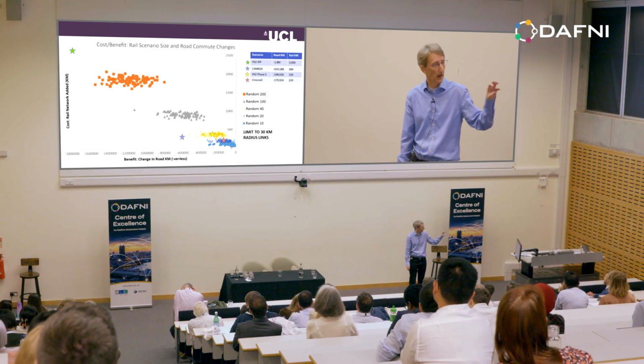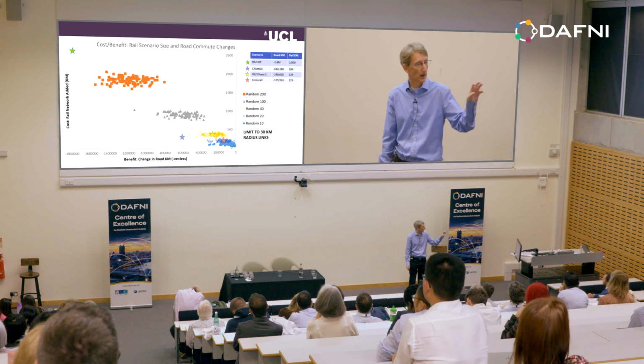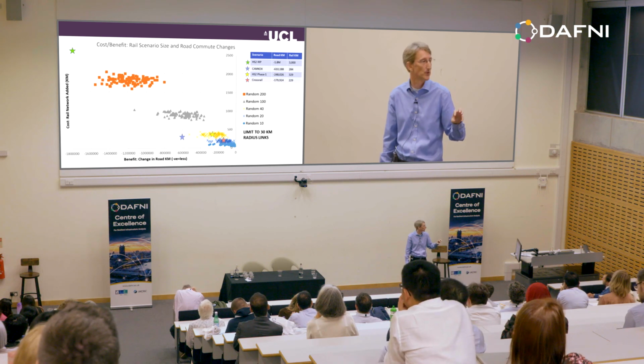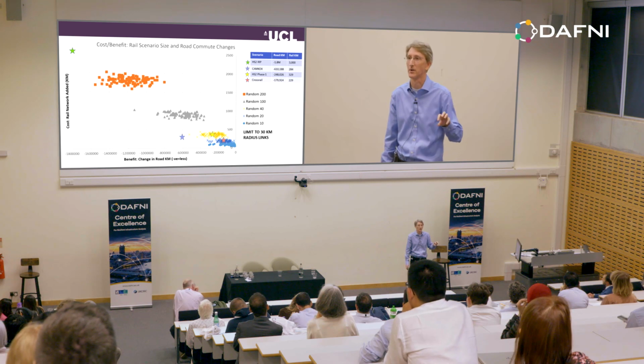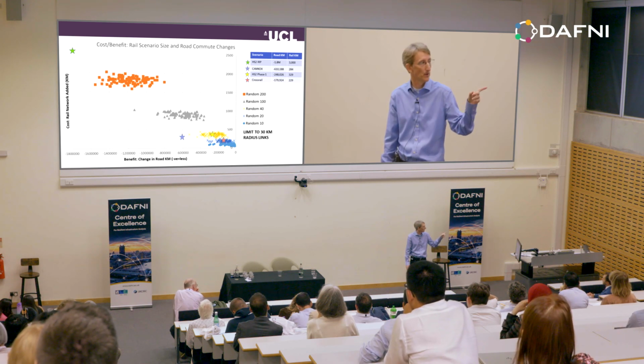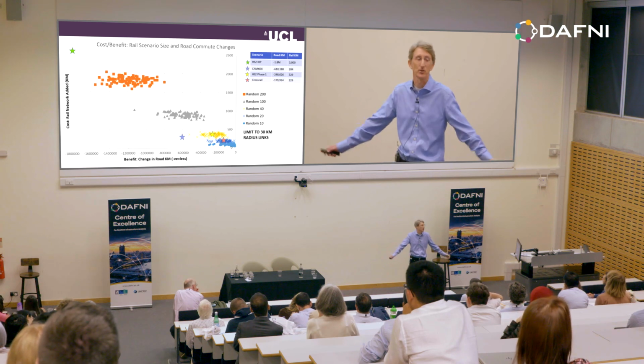So I had to show we've compared this to real world scenarios. The coloured clusters, the orange, the grey, the yellow and the blue, are actually the computer scenarios in groups of 300 or 600. The stars are real world scenarios. So you see the green star in the top left, the massive HS2 project.